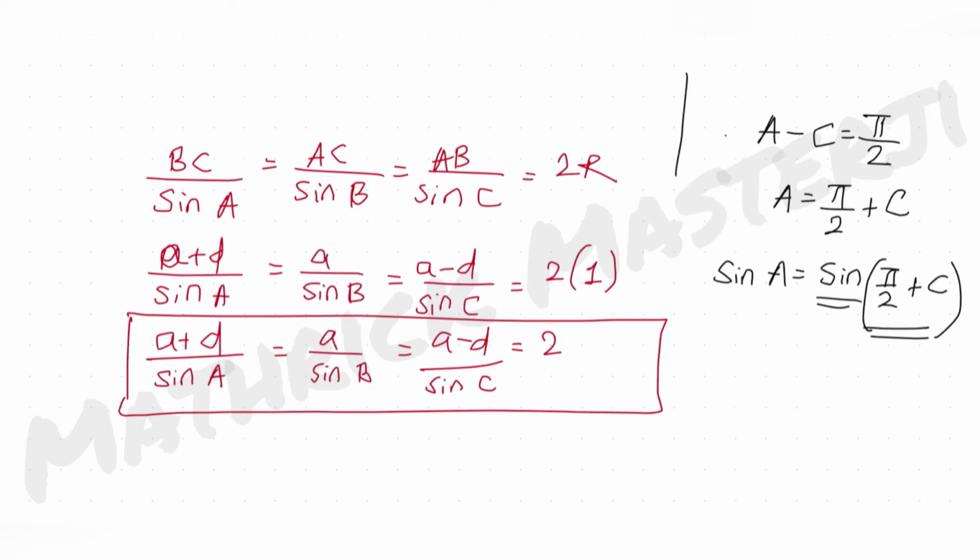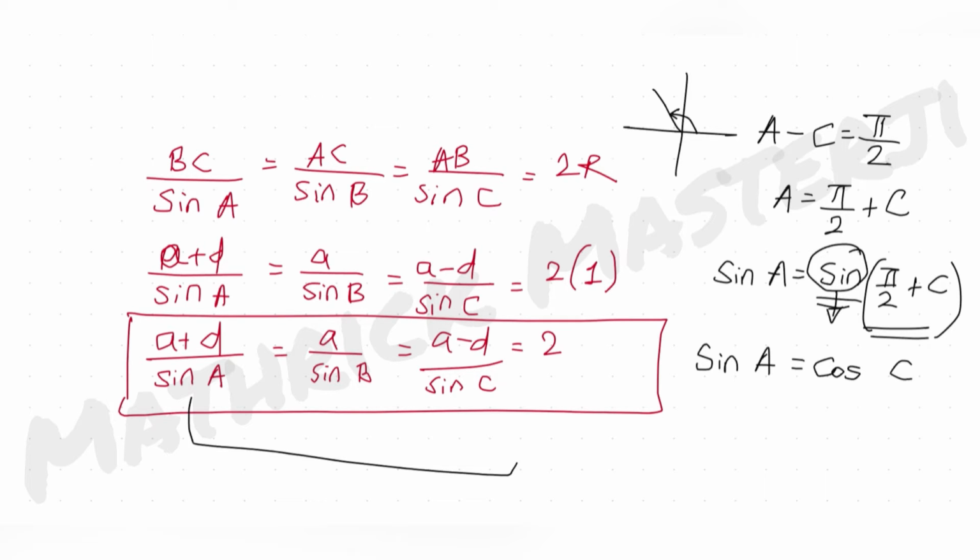So sine of 90 plus theta means it is in the second quadrant. In the second quadrant, sine is positive. And whenever it is 90 plus the angle, the trigonometric ratio changes to cos. So it becomes cos C. And this is your sine. So once I have sine A and cos C, if I equate these two, I get from here sine A is equal to (a plus d) over 2.